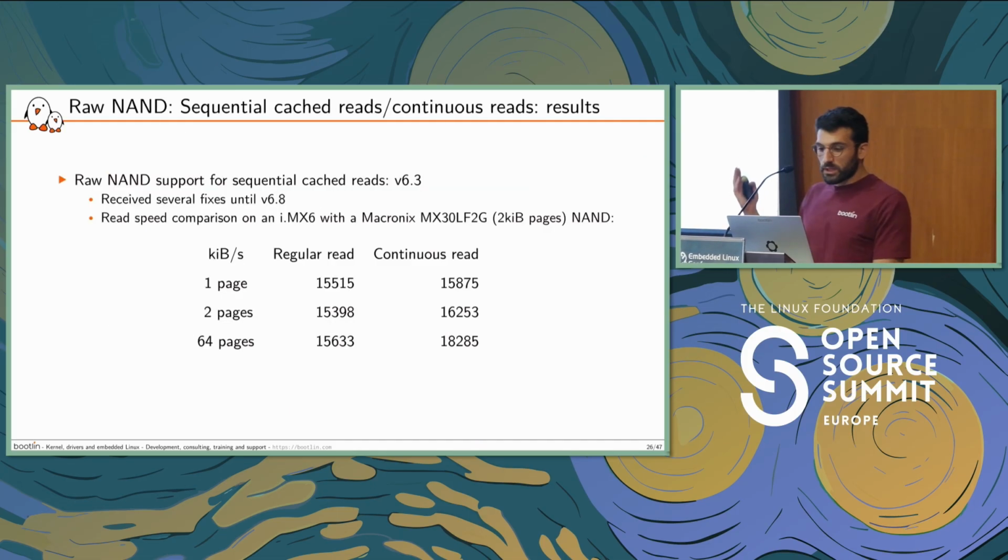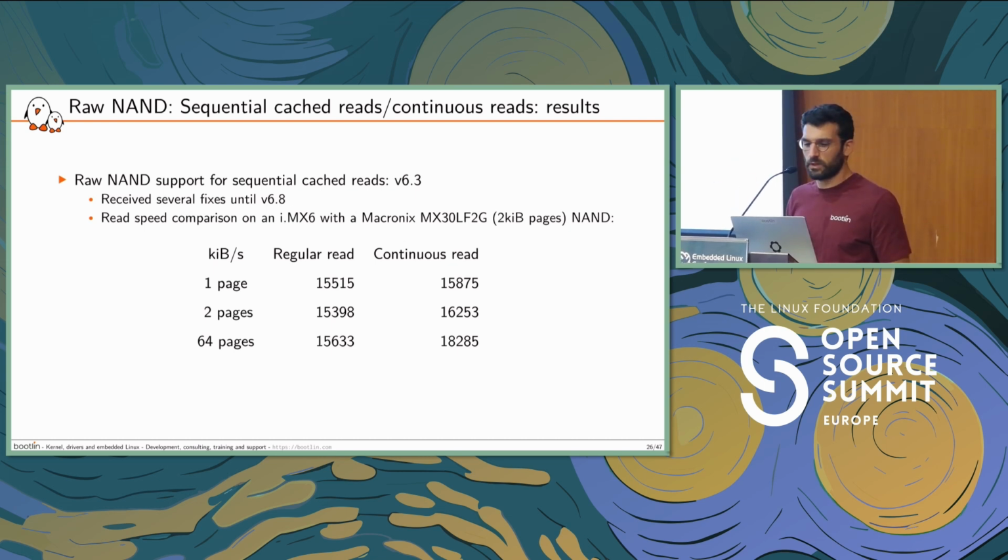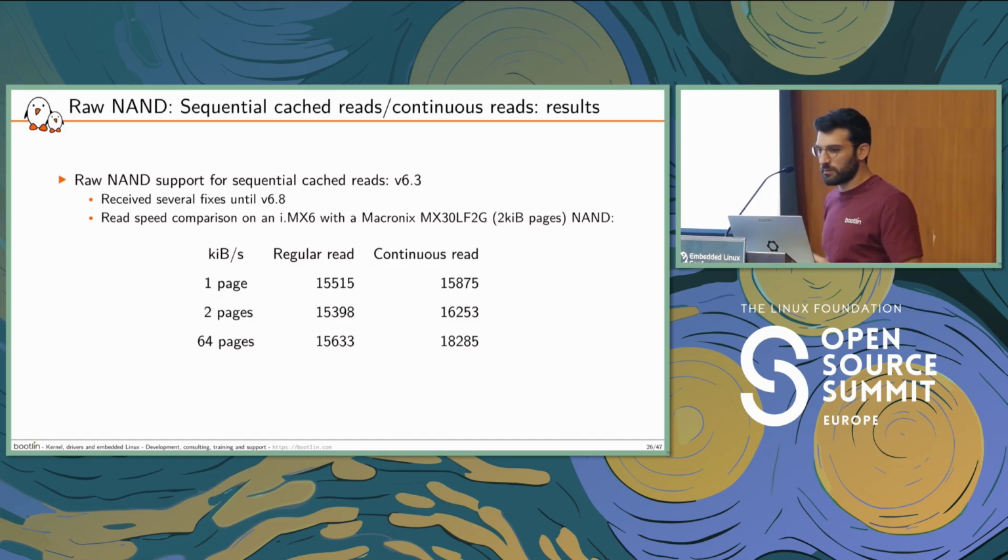So in the raw NAND subsystem, it's been available since 6.3, but honestly, there was a need for a stabilization period until 6.8. Sorry about that. The benchmark is here. It's improving the speed, but maybe not as much as I originally intended.